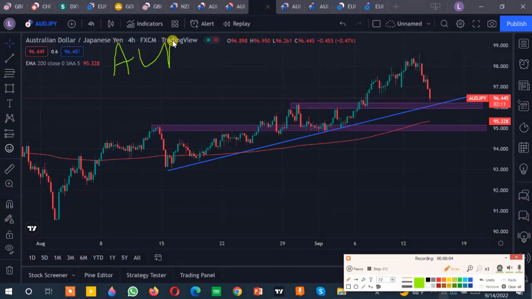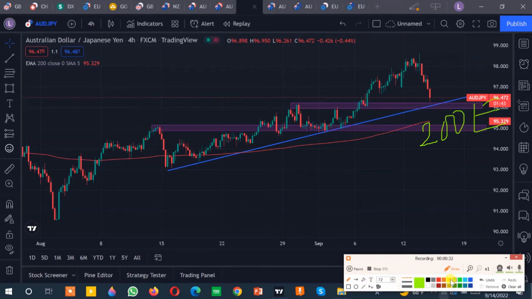It's the IOD JPY pair H4 chart. From this H4 chart, the market has already come to a confluence level like the 200 EMA, horizontal support, and trend line support. So more or less three confluences here.